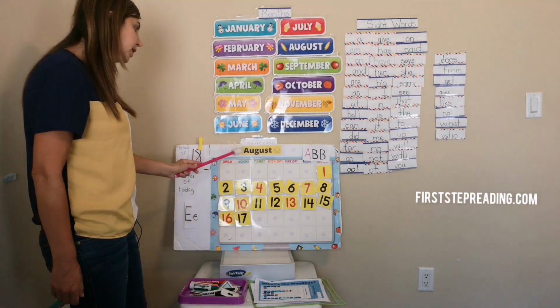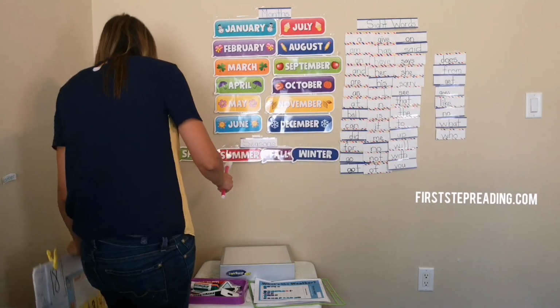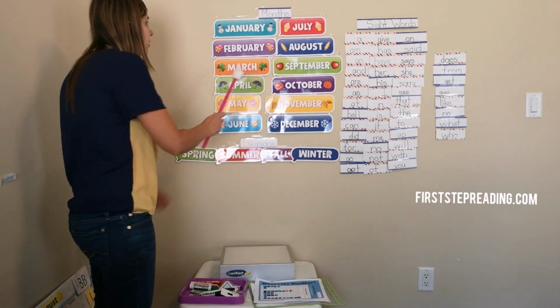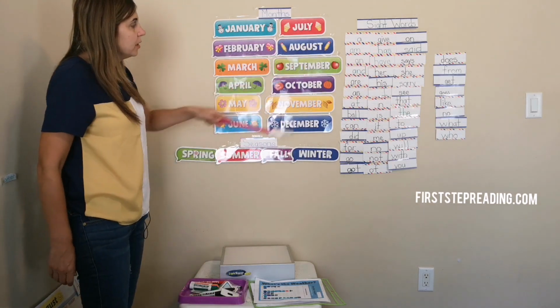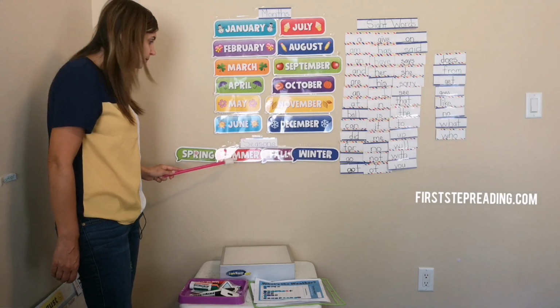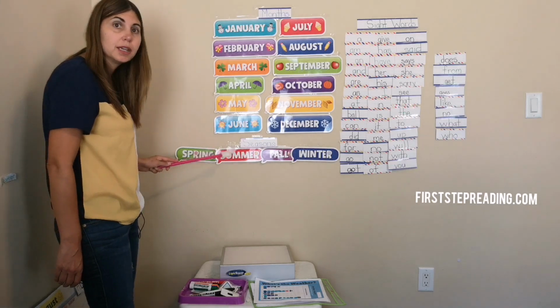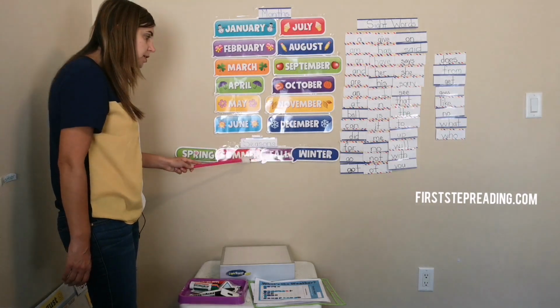So today we're talking about August. August is in the season of summer. It is our hottest season. This is where people like to go to beaches or lakes, and they go swimming because it's hot.